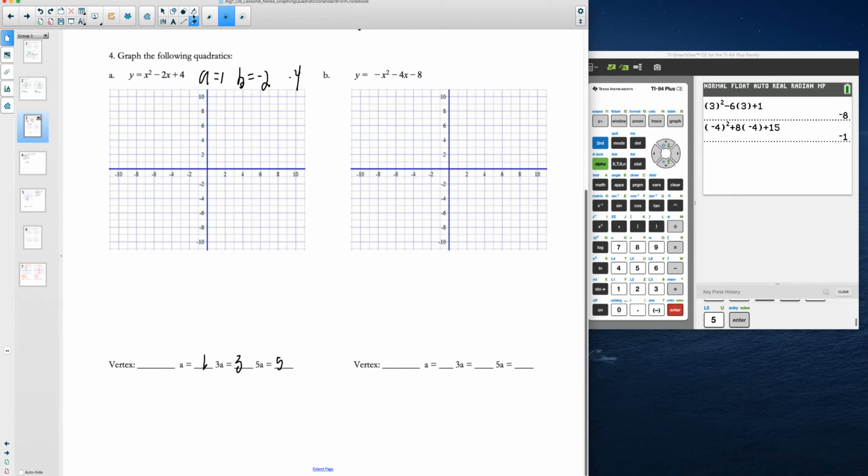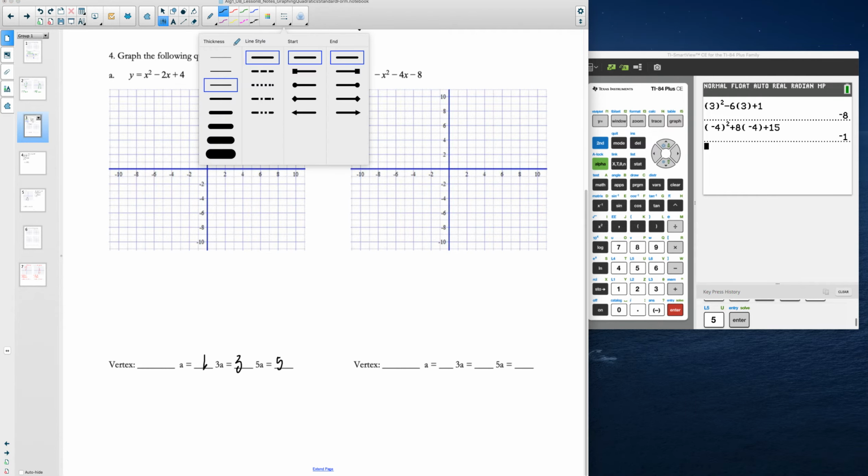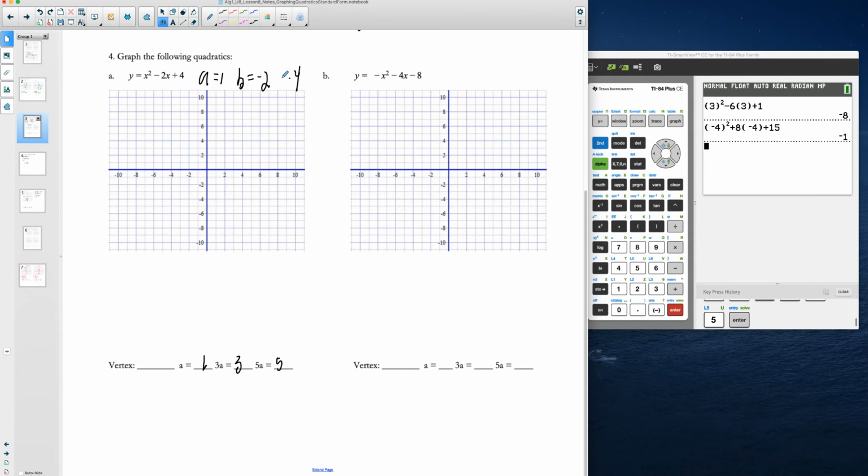Let me make those look a little bit more like what we want them to look like here. And C equals 4 there.